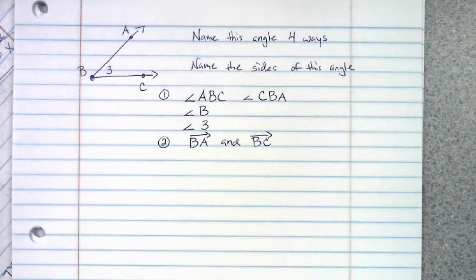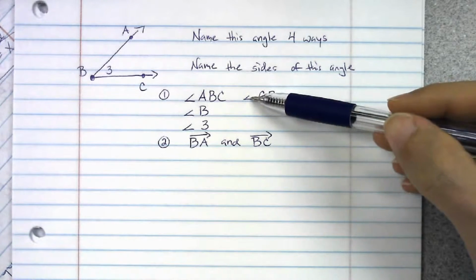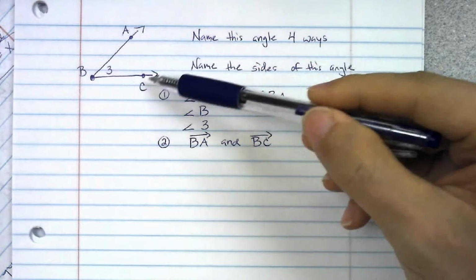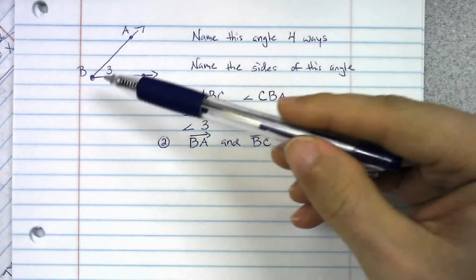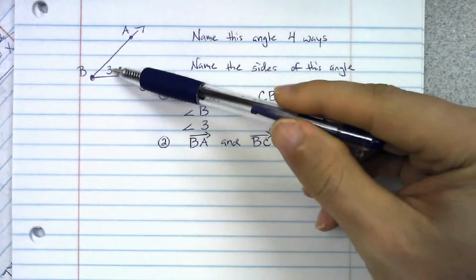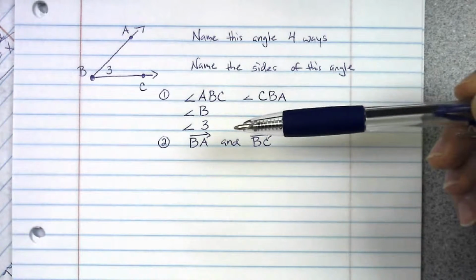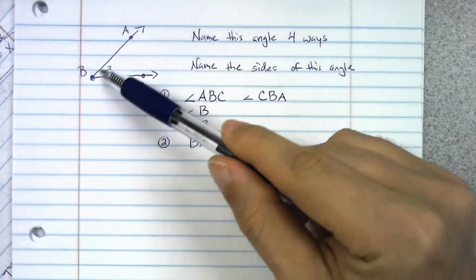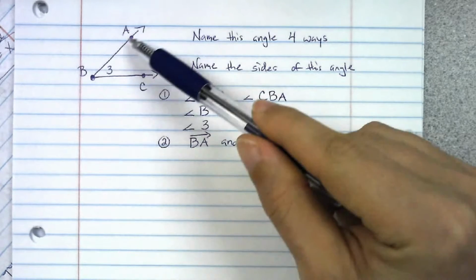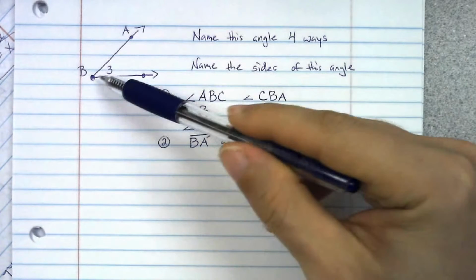Okay, so remember, when naming the angles, you can always name it from a point on the side, vertex, then point on the other side. Just remember, the vertex always goes in the center, and this symbol means angle. So we have angle ABC and angle CBA. You can also name it by the vertex, in this case angle B, and you can also name it by the name of the angle if you see a number, name or letter here, so in this case angle 3. Now for the sides, on this side we have ray BA. Remember, we're going to start with the vertex first, arrow to the right, and we have ray BC.